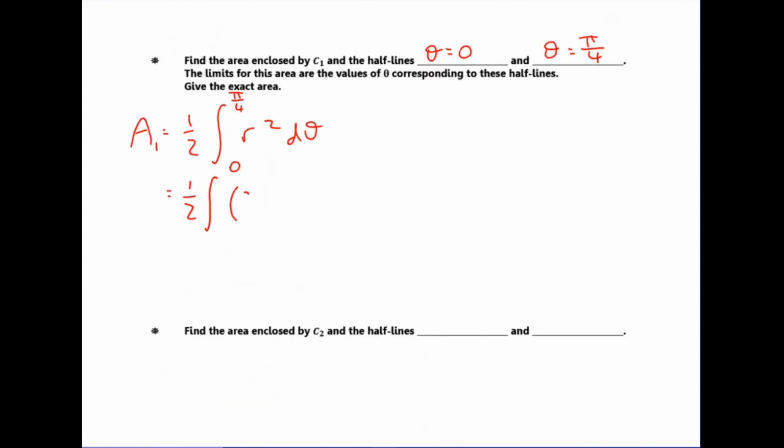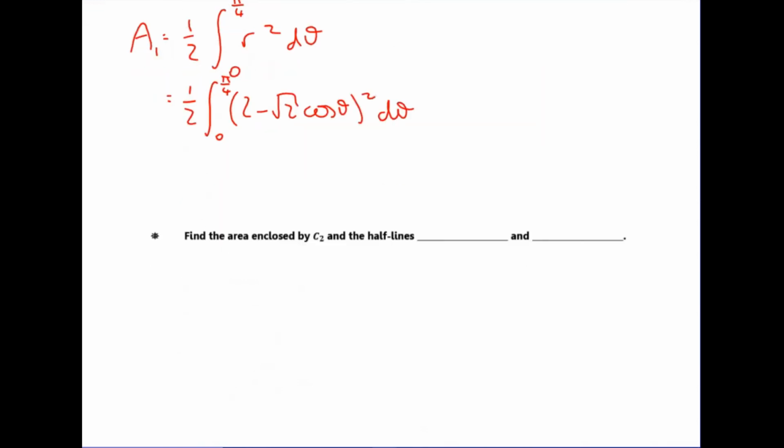Half times the integral of (2 minus root 2 cos theta) squared between 0 and pi over 4. And now it's a case of expanding that out and integrating cos squared and all that kind of stuff. So expanding this out, I get 4 minus 4 root 2 cos theta plus 2 cos squared theta.